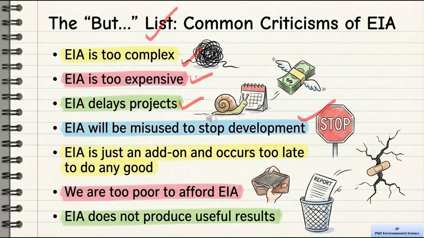EIA can be misused to stop development. Sometimes people believe EIA can be used intentionally to block projects. Objections and legal actions may delay or cancel projects. Some think EIA can be used as a tool to stop development, not just protect the environment.